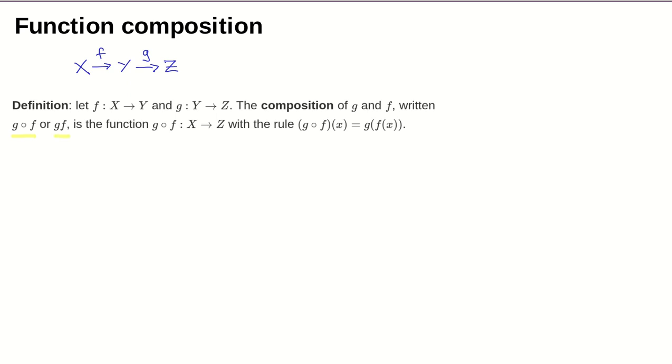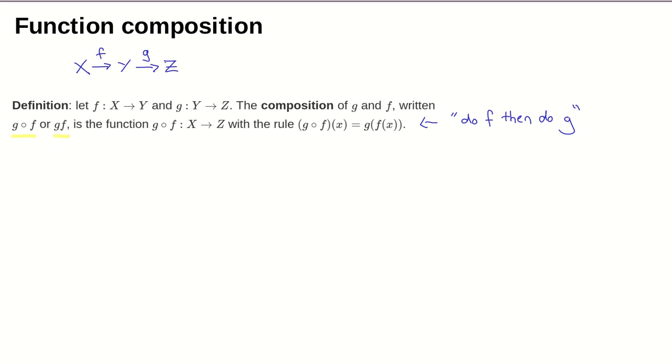And its rule is as follows. The rule is G composed with F at an input little x in big X is what you get by applying G to what you get by applying F to x. We could summarize this in words by saying that the rule for the composition of G and F is do F, then do G.